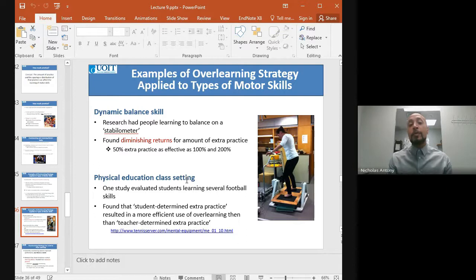Then they had different groups with different overlearning strategies of 50%, 100%, and 200%. What they found was that 50% overlearning was just as good as 100% or 200%. So then why do 100, right? The other thing they found was a point called diminishing returns, where more learning would lead to poorer performance on a retention test. So the groups that did 100% and 200% actually did worse than the 50% overlearning. Why would that be?